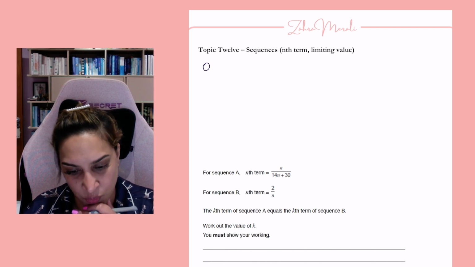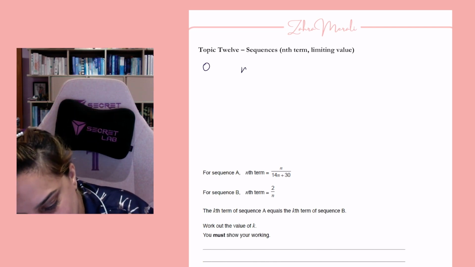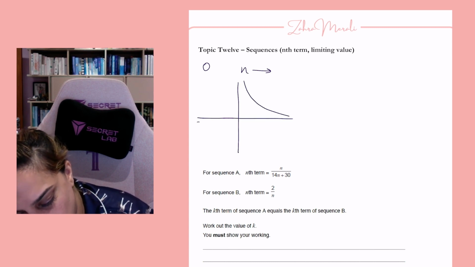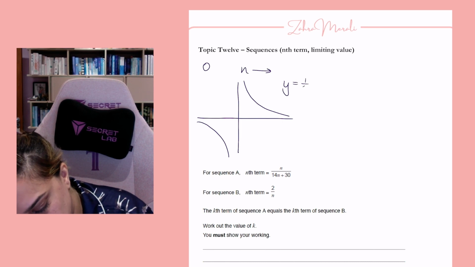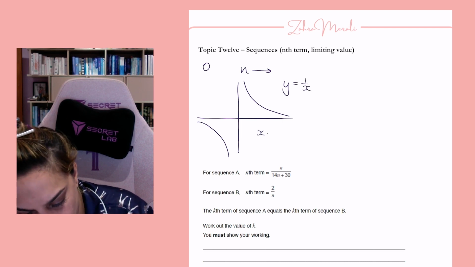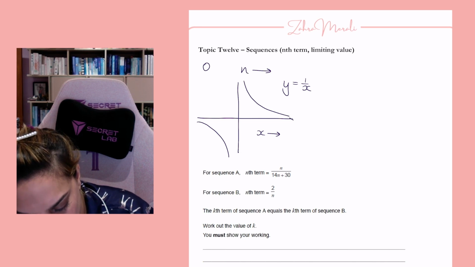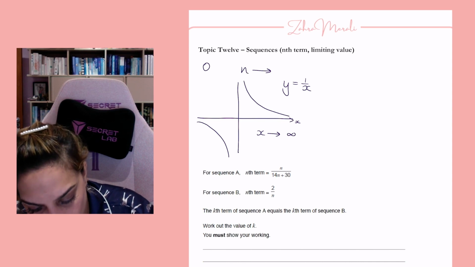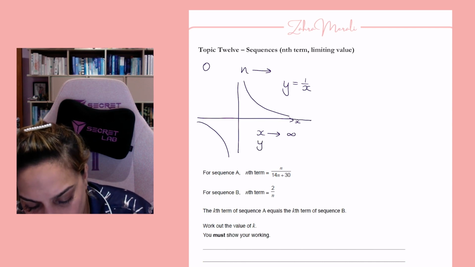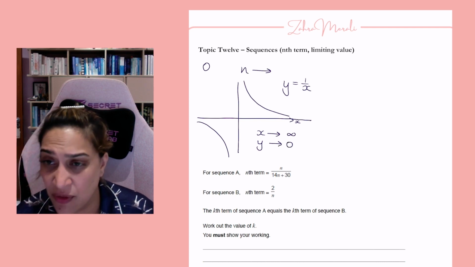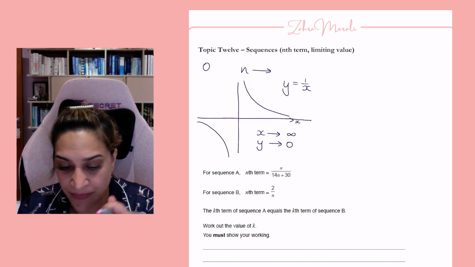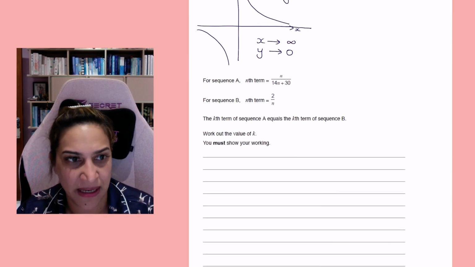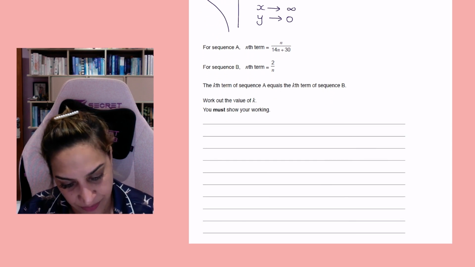And also, what else? So sequences, we talk about things tending towards things. A nice way to think about it is think about your 1 over x graph. If x gets bigger and bigger and bigger, so it's going towards infinity, y tends towards 0, because it tends towards our asymptote, but never ever reaches it. Okay, so let's think about a strategy of how we're going to approach this.